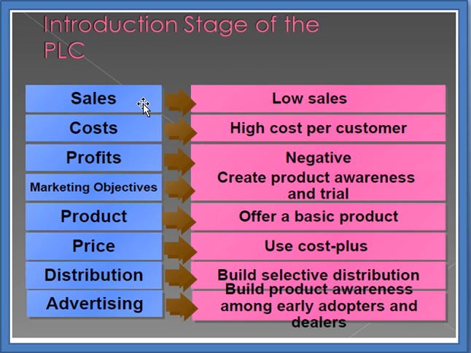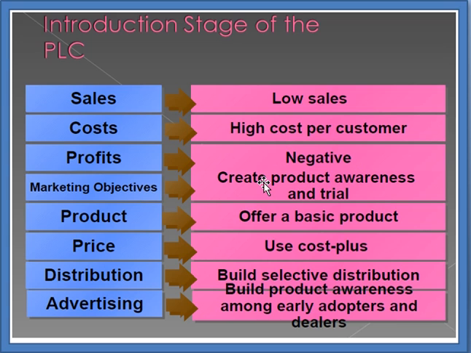In the introduction stage of PLC, the sales are very low. Stage 1 is the introduction stage. Let us see what will happen after launching the new product. The sales are very low. The cost is a high cost per customer. Why? Because it's very new and the production cost is high. The manufacturer needs to invest a lot of money on promotion, I mean advertisement and sales promotion. So the cost will be very high and the profits are very low. It will be in the mode of negative.